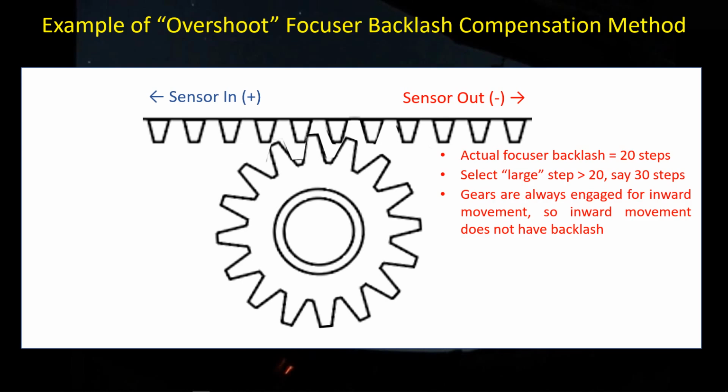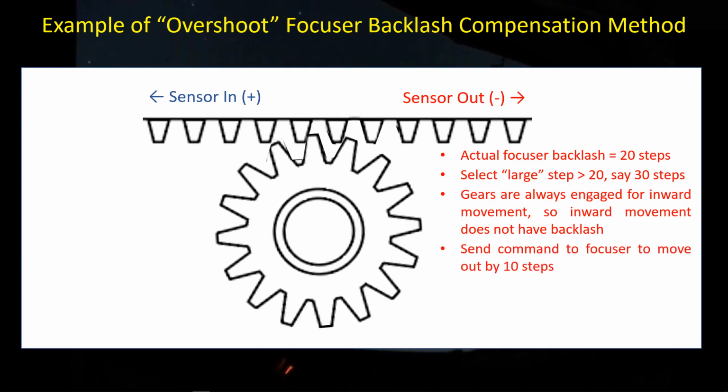In the application that I'm going to show you, where we can take this method and try to apply it to the Astrophotography Tool, we need to make sure that the gears are always engaged for inward movement. When we decide to execute a focuser motion in the inward direction, there is no backlash because the gears are already and always engaged in this scenario.